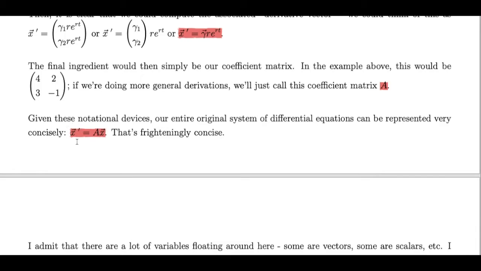So this x prime vector holds x1 prime and x2 prime as its individual components. This x vector holds those dependent variables x1, x2, and then capital A holds the coefficients that are specific to that problem. And so this tiny little equation here represents the entire system of differential equations. Remember that the point of all of this notation is to figure out how we're going to solve for r and the gammas. The core idea shows itself pretty directly if we just use this notation. Let's take a look.